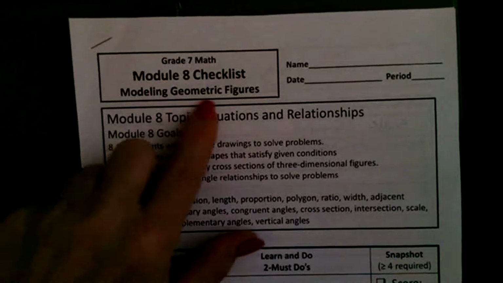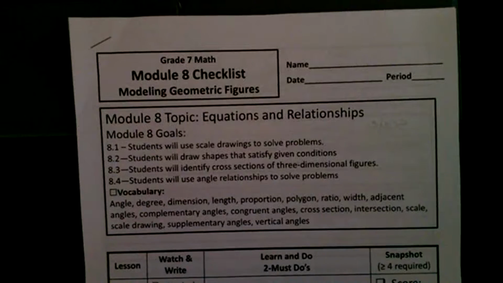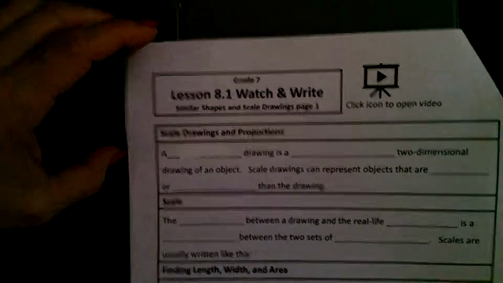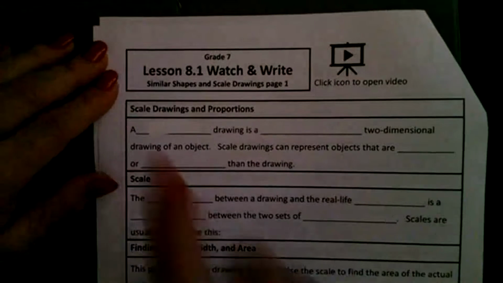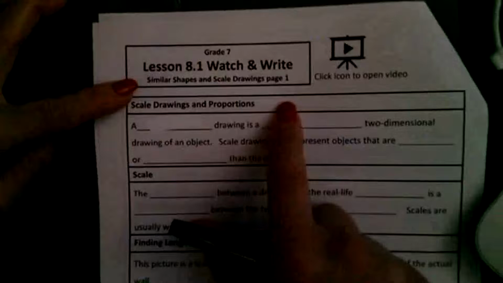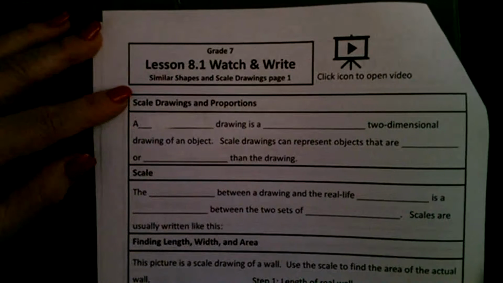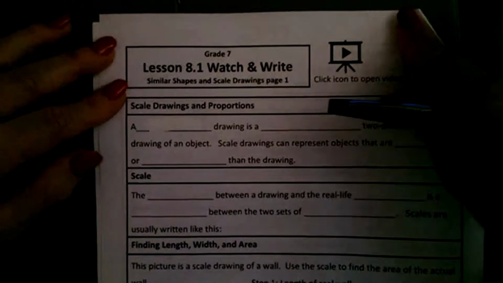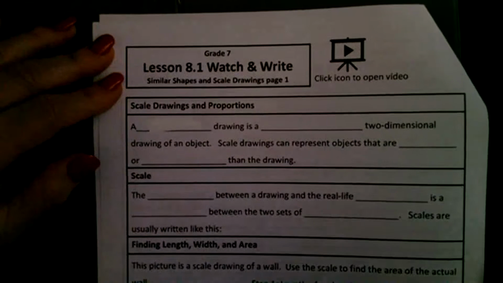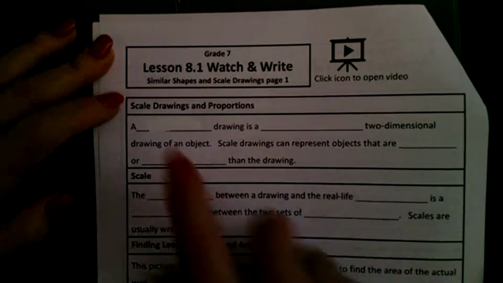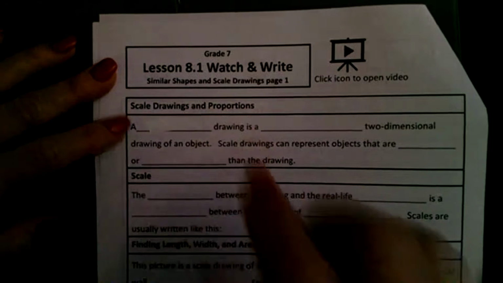Module 8 is called Modeling Geometric Figures, and we're going to be working on lesson 8.1 today, which is called Similar Shapes and Scale Drawings. All right, 8.1, Similar Shapes and Scale Drawings. So scale drawings and proportions. In the ratios and proportions unit, you learned how to solve proportions. We are going to use that skill to solve problems with scale drawings, okay? So the first part is called scale drawings and proportions.